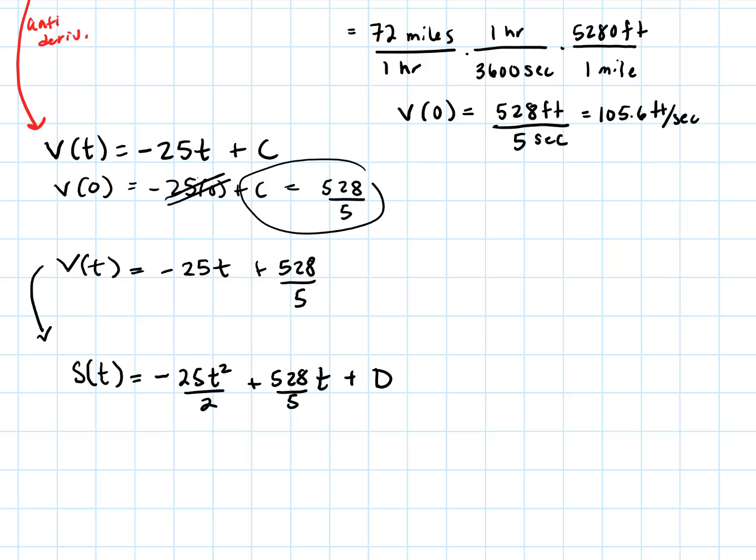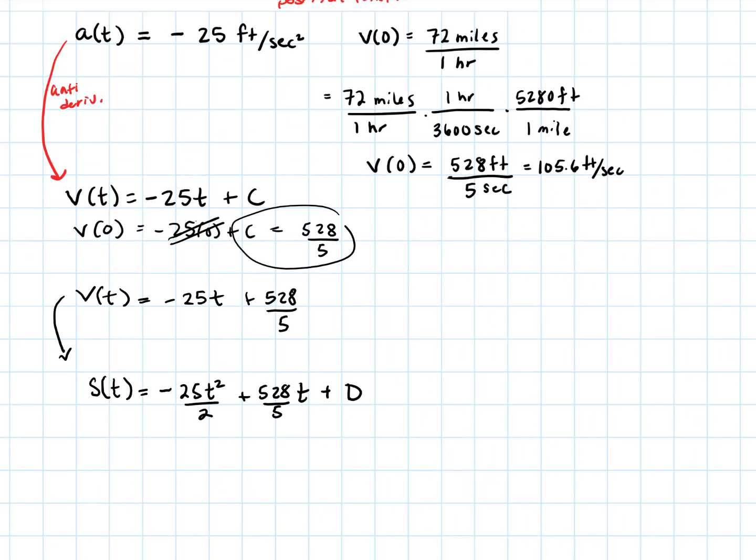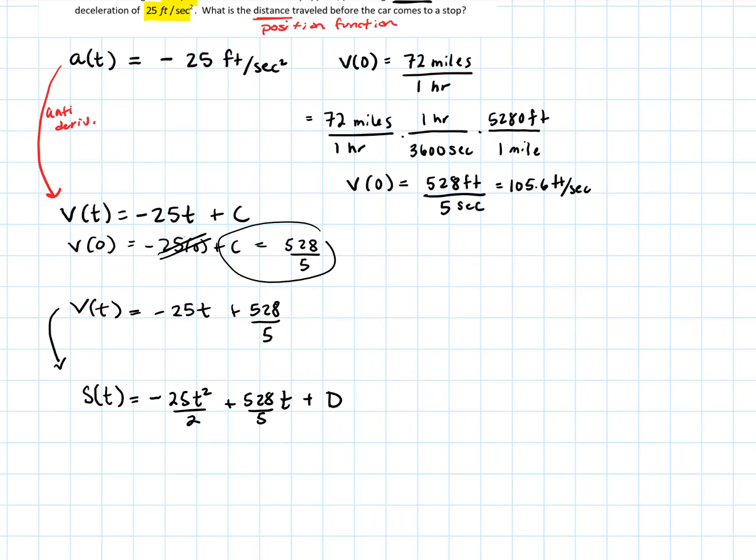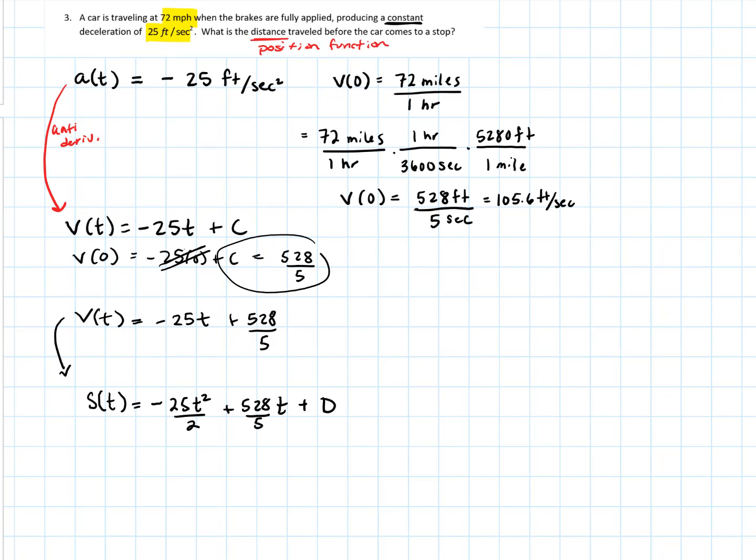Okay, but now we need to find that d. Remember that our initial position, when this deceleration was applied, was a position of 0, right? We're trying to figure out how far we'll go once this is applied. We didn't write that up at the beginning, but we could have said that the initial position is 0. So s of 0 would be d, and that has to be 0. So d ends up being 0. So our position function, s of t, is negative 25 t squared over 2 plus 528 over 5 t.